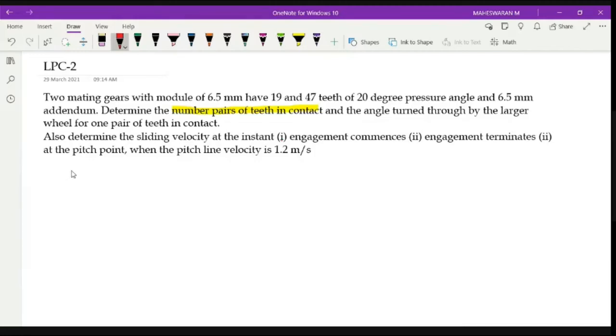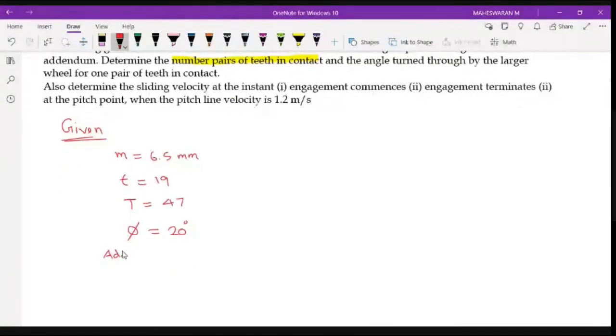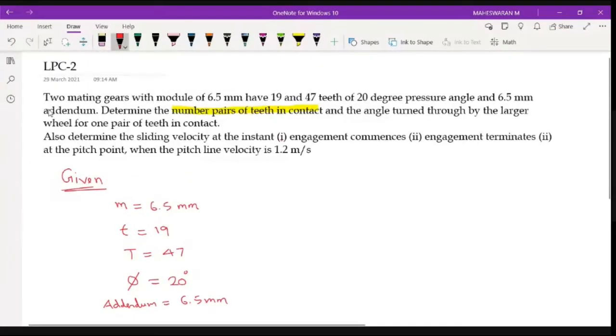So let us identify the given data, then we will proceed one by one. First, the module m is equal to 6.5 mm. Next, small t is given as 19 and capital T is also given as 47. Then they mention the pressure angle phi, which is equal to 20 degrees, and the addendum, which is 6.5. So these are all the data.